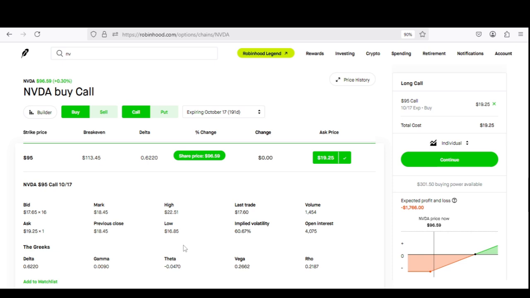Now, your implied volatility here is 60%. And in my personal opinion, that is perfect right there. The reason for that is that when you're dealing with options, you need some type of implied volatility in order for you to make some kind of movement in the stock price. Now, any implied volatility of 1% to 50% is extremely low risk. The share price is not going to fluctuate up and down very drastically.